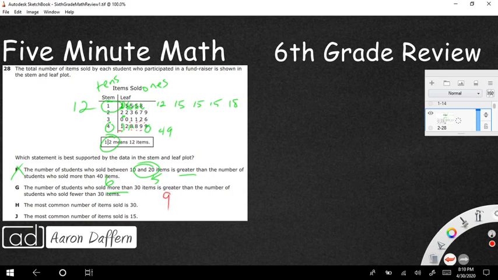So more than 30 is greater than the number of students who sold fewer than 30. Once again, not going to include those 30s. So let's just go 1, 2, 3, 4, 5, 6, 7, 8, 9, 10, 11. Definitely not.